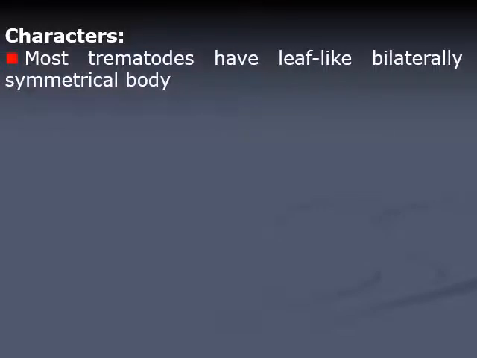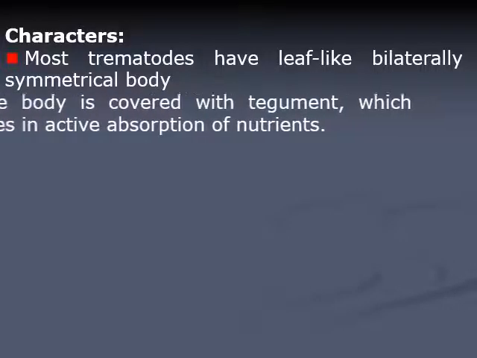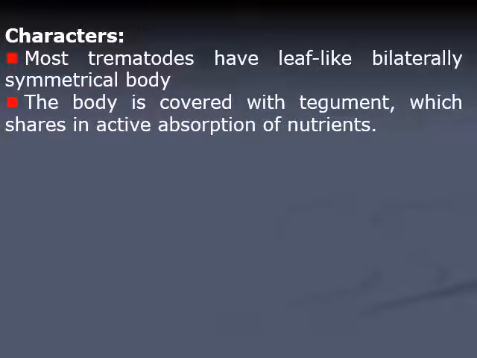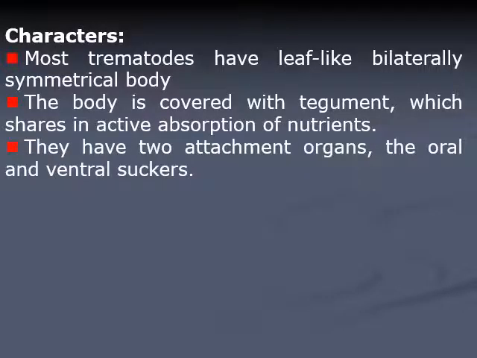Now we have to know about the characters of trematodes. Most trematodes have a leaf-like, bilaterally symmetrical body. The body is covered with tegument, which is a covering membrane and not a solid cuticle, which shares in active absorption of nutrients and active transport of excreta.